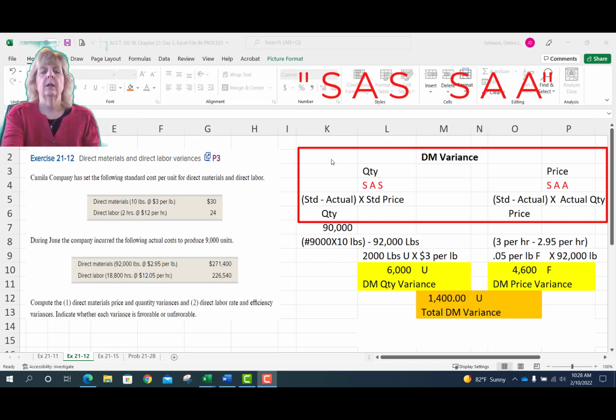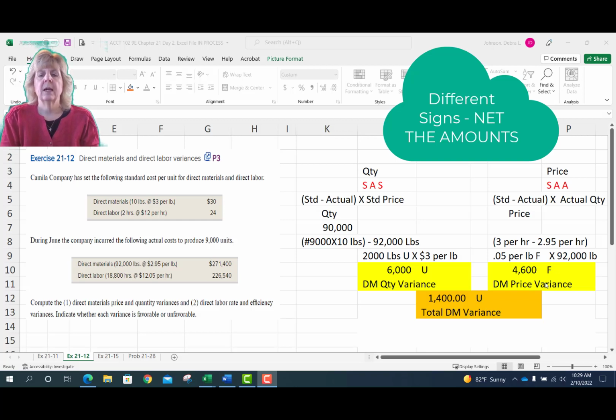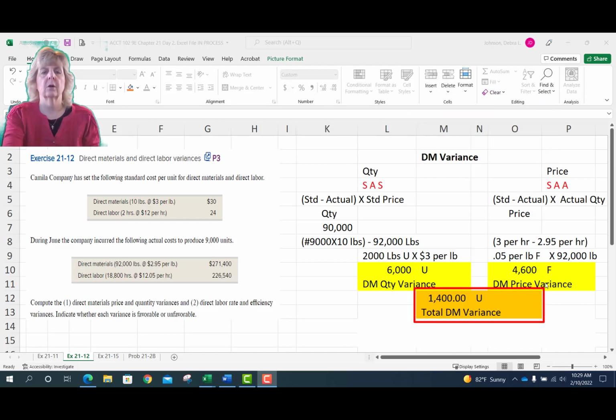When we do the legwork, we find out that the company was inefficient in their use of direct materials to the tune of $6,000. That was offset by a direct materials price variance in that we saved 5 cents a pound on the materials that we bought. That 5 cents a pound savings resulted in a $4,600 favorable variance. Because the two signs are different, we netted the two and took the sign of the larger one. In this case, the total direct material variance was $1,400.